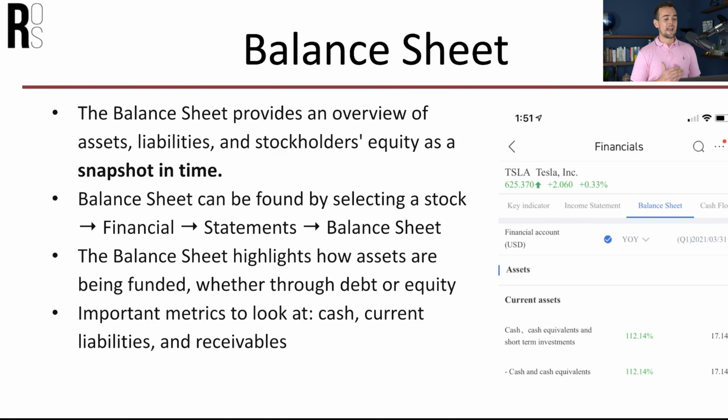So the balance sheet provides an overview of assets, liabilities, and stockholders' equity as a snapshot in time, and this is going to be coming out on a quarterly basis. Publicly traded companies are required to report earnings every single quarter, and in that reporting, they're also providing an updated balance sheet, income statement, and cash flow statement. So when we're saying a snapshot in time, that could, for example, be quarter 1 of 2021, and that is where the balance sheet and those other documents are referencing back to.